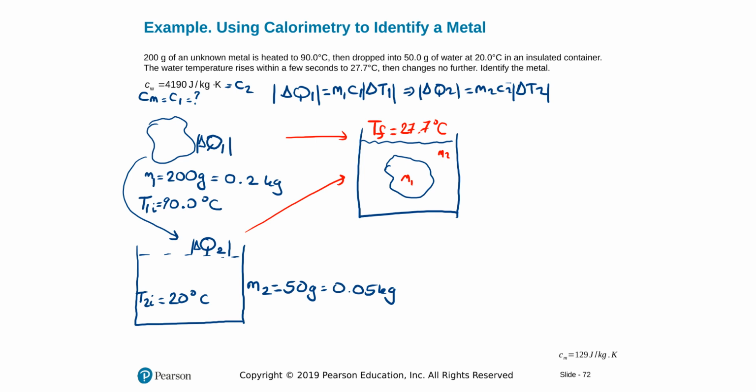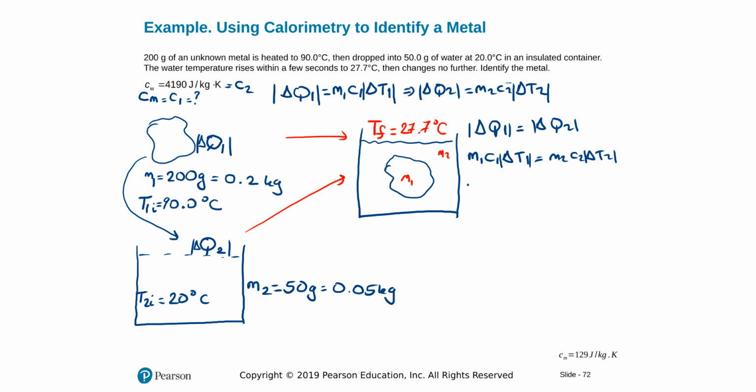And we can solve for C1 using that. That's the idea. So we'll say change in heat for the first object is equal to change in heat for the second object. So delta Q1 is equal to delta Q2. M1 C1 delta T1 equals M2 C2 delta T2. Whatever result you get for delta T, take it as positive, absolute value, and it will work.